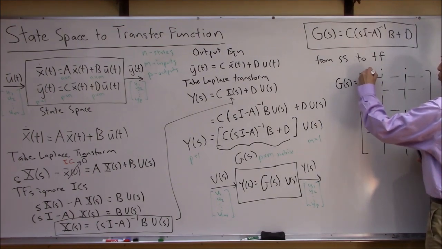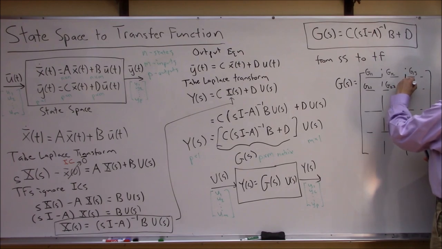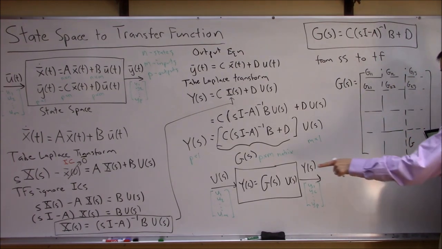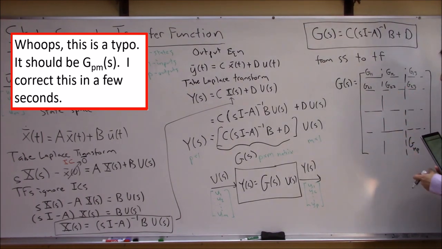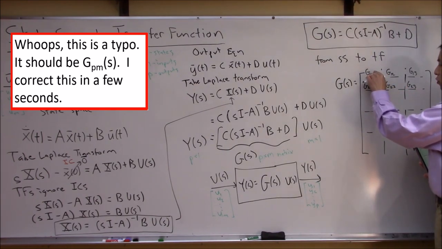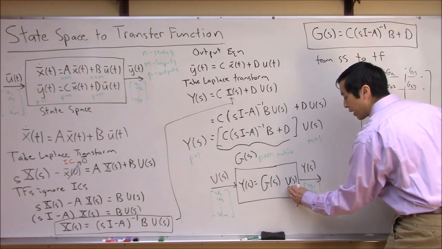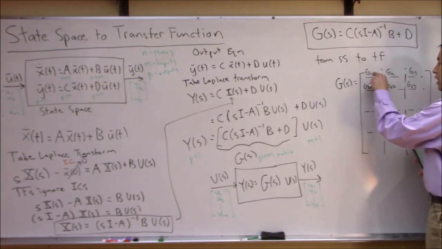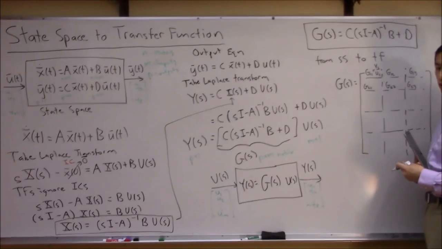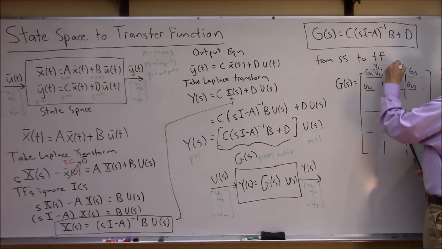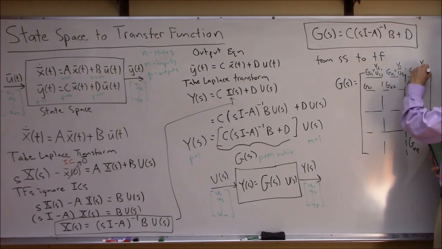So you're going to have a G11, a G12, a G13, a G21, G22, G23, et cetera, all the way down to GMP. Okay? So what does each one of these represent? If you think about this long enough, if you look at how the inputs and outputs work, you basically get the outputs by multiplying this matrix by the input vector. So this first element is going to be the first output with respect to the first input. And then this element here is the first output with respect to the second input. And finally, this is the first output with respect to the third input, et cetera.